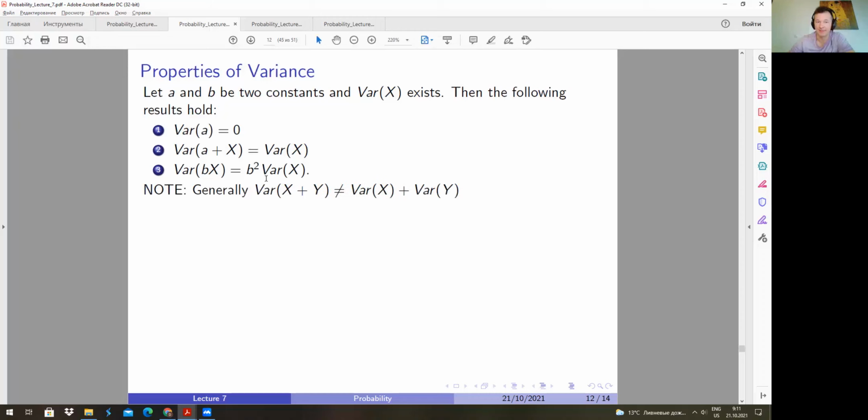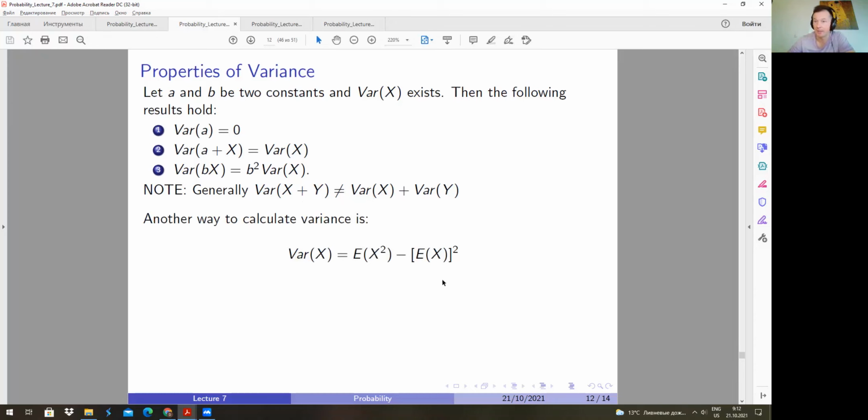A very important thing is that generally the variance of a sum is not equal to the sum of variances. Don't confuse this with expectations, please. For the expectation, this holds, right? The expectation of a sum is equal to the sum of expectations. For variances, generally it doesn't hold. How to deal with this? That's material for our next classes, when we will speak about the joint distribution of random variables. So now, please remember this.